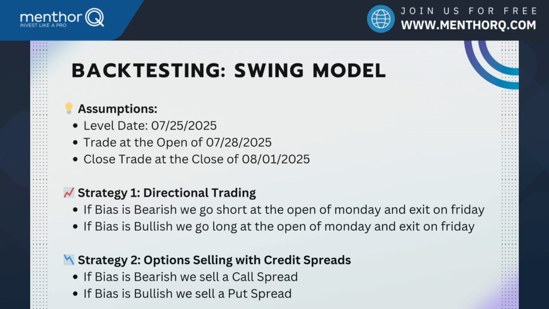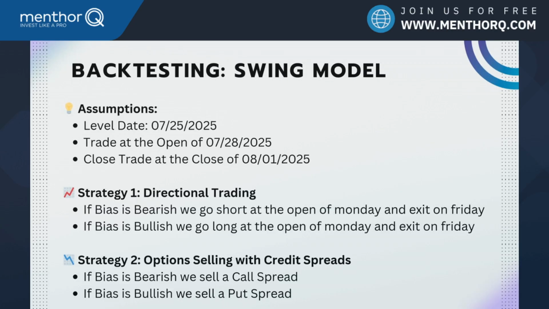The strategies that we're going to look for are two types of strategies. One is a directional trading strategy. So if the bias is bearish, we then go short at the open on Monday. So we take the levels from the previous Friday, we go short at the open of Monday, and we exit at the close of Friday. Very, very simple. If the swing model bias is bullish, then we go long at the open of Monday, and we exit at the close of Friday.